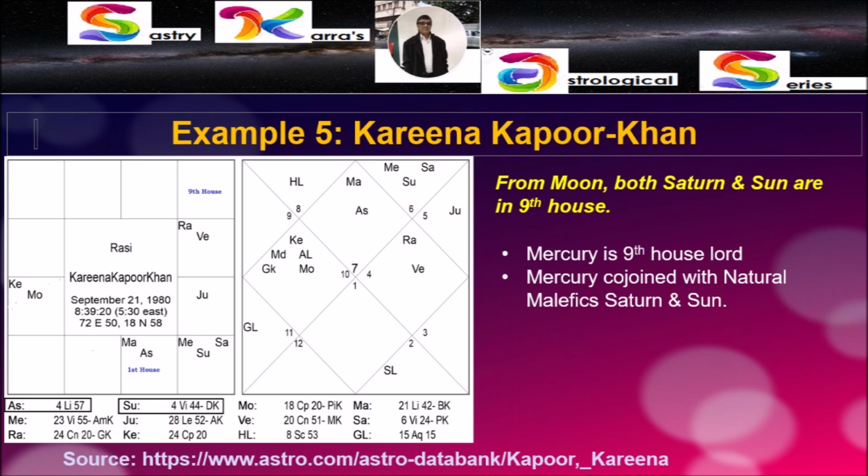From Rashi Lagna, the 9th house lord is Mercury. So let's look at Mercury. Mercury is the 12th house lord also. So the 9th and 12th house lord is Mercury, and it's residing in its own house, the 12th house, but it is co-joined with 2 malefic planets, Saturn and Sun. So there itself it tells you that the chances are very high for this native to have an unconventional marriage.